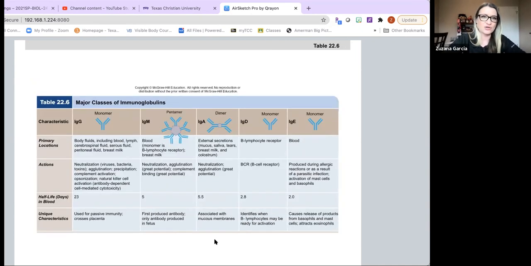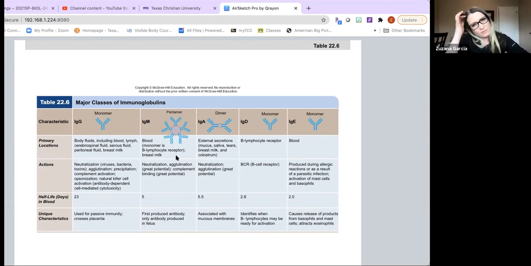This table shows you the different types of immunoglobulins, or different types of kind of antibodies almost. You can see that there are three of them that are monomers, so it's just a single antibody, and IgA is a dimer, so you've got two of them attached together, and then IgM is your pentamer. Penta means 5.